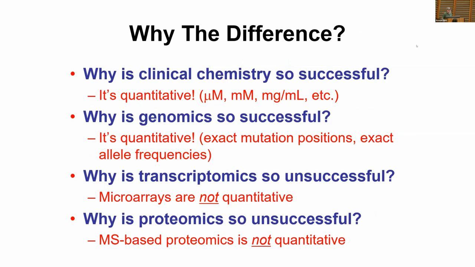Why is genomics so successful? It's also quantitative. That's because you get exact positions of the mutation. It's a length measurement. It's a change at base 7,726. And it's not 7725 or 7724. It's precise, it's exact. So why is transcriptomics so unsuccessful? Whether it's microarrays or RNA-seq, it's not a quantitative measure. Same with proteomics, at least with mass spec proteomics. Most of the methods are not quantitative.